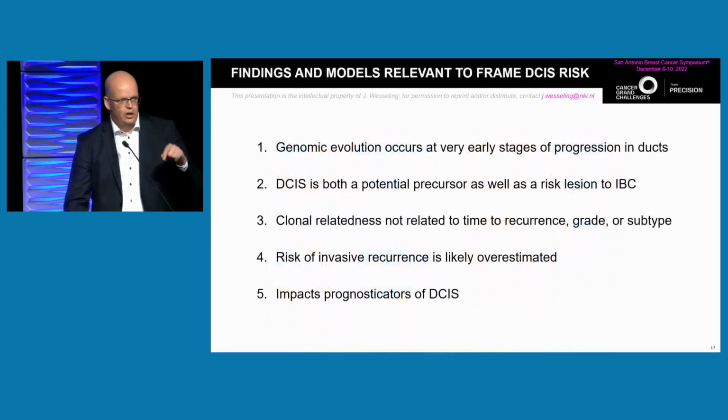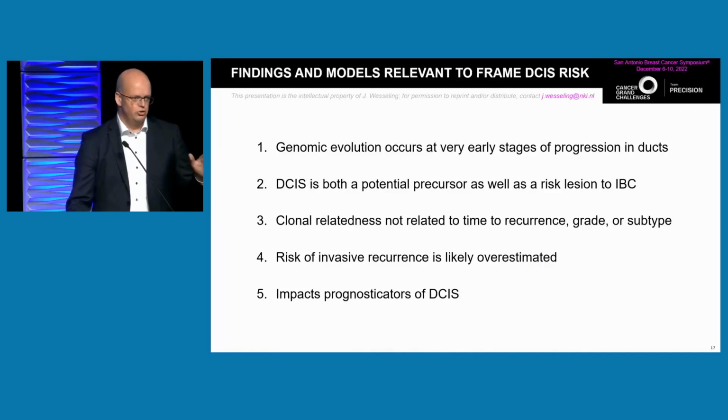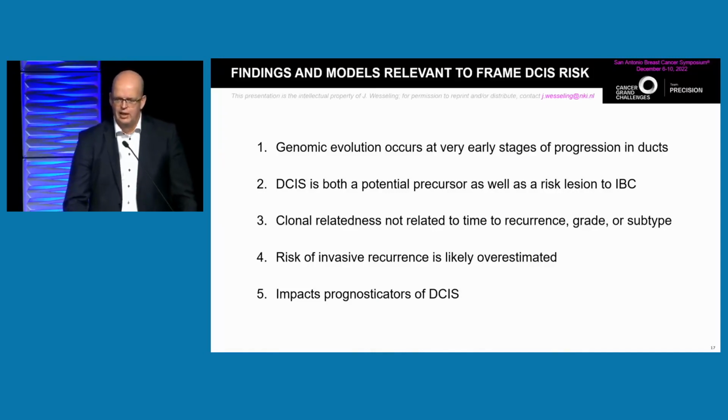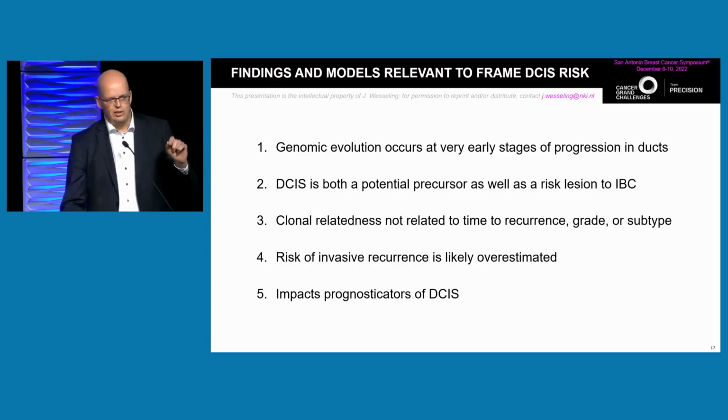So what do we know from these results thus far? Well, genomic evolution occurs at very early stages of progression in ducts. Most genomic changes are already there. And DCIS is both a precursor as well as a risk lesion to invasive breast cancer, a potential precursor, I have to say. Clonal relatedness is not necessarily related to time to recurrence, grade, or subtype. And the risk of invasive breast cancer is likely overestimated once we realize that 1 out of 5 is a brand new lesion.